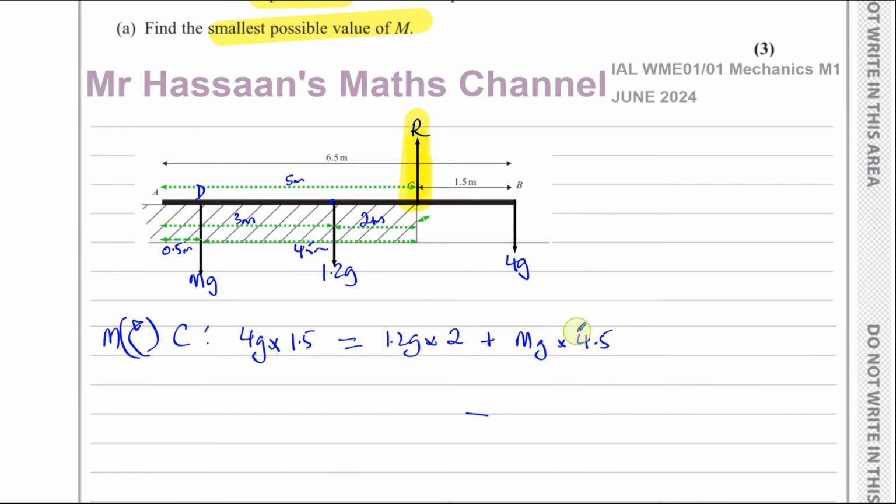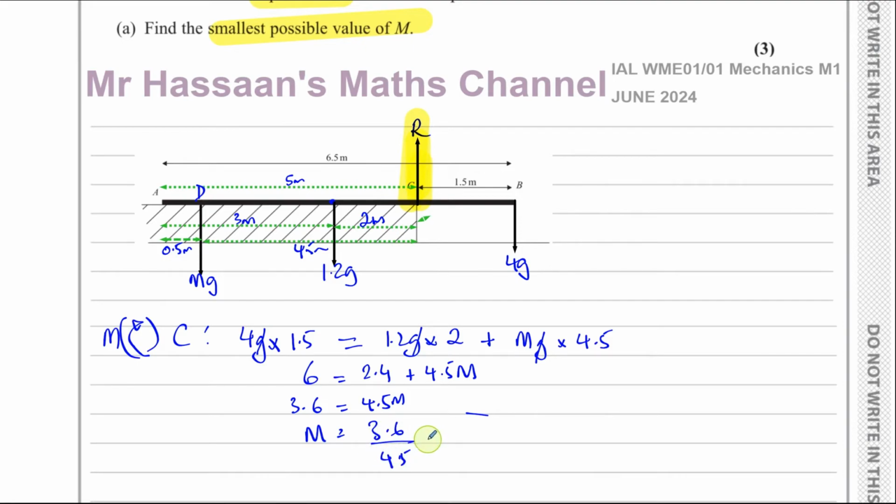Okay, so the only thing we don't know is M. So if we look here, there's g in every single term, so we can cancel out the g's. 4 times 1.5 is 6. 1.2 times 2 is 2.4 plus 4.5 times M. So we have 6 minus 2.4, which is 3.6. 3.6, that's right, equals 4.5M. Therefore, M is going to be 3.6 over 4.5.